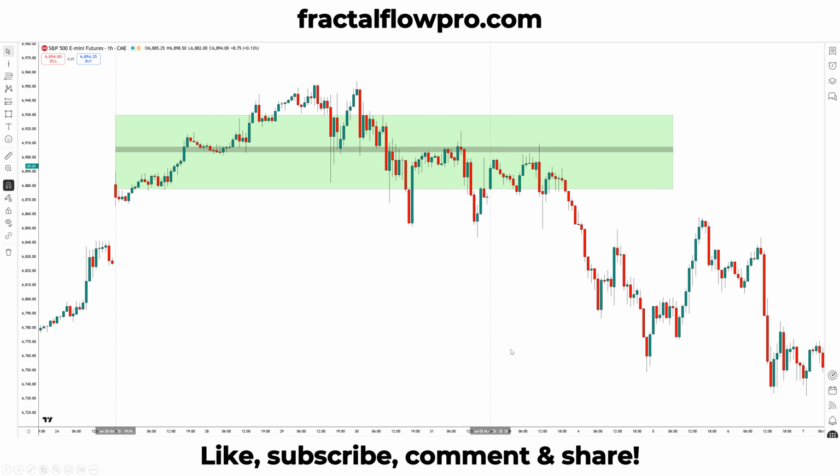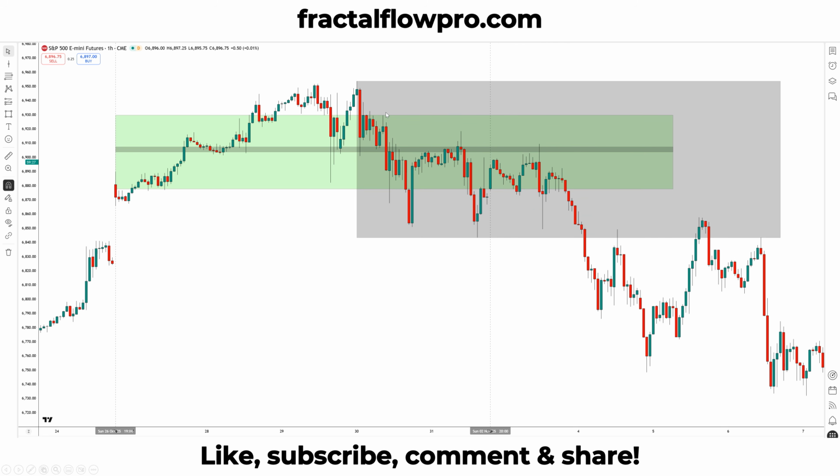Another important level here relates to the previous week's range, which is highlighted in gray. That's the space between the highest and lowest point of the previous week's movement. We can notice that this level was also significant for the next week.